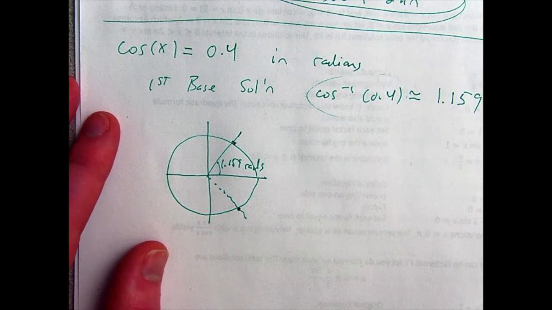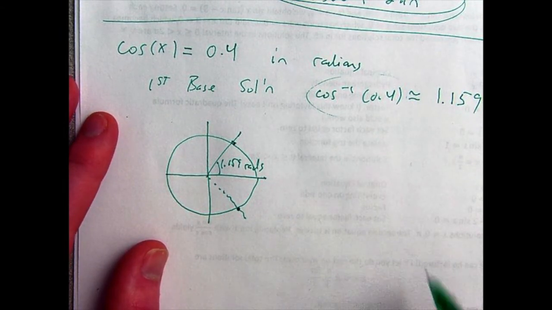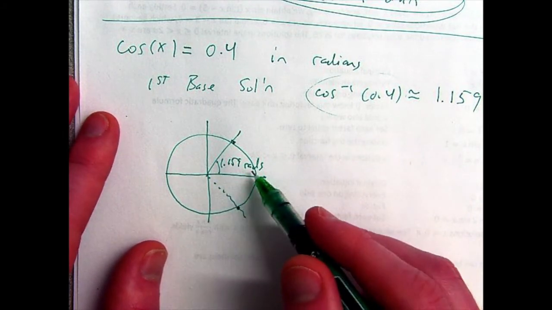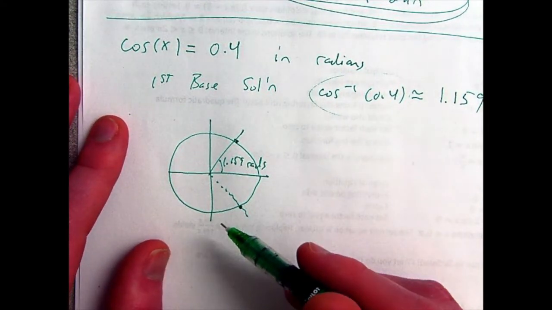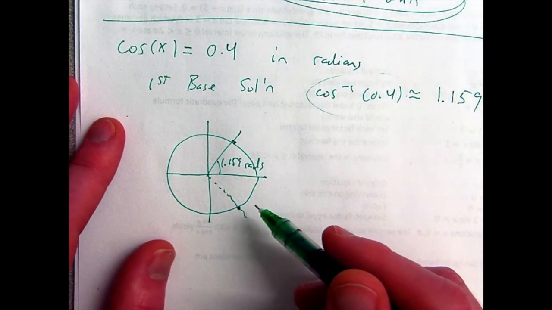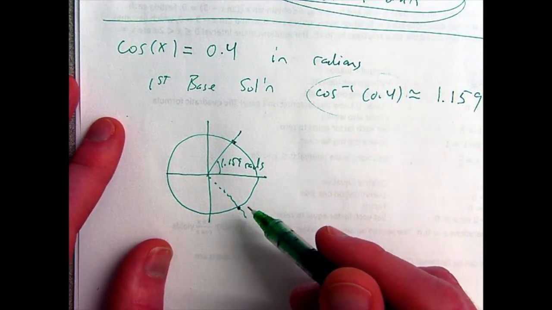There's several ways of thinking about it. Sometimes people will think of it as negative 1.159. I'm going to recommend you don't think of it that way. The reason why is a little complicated. You can, but it leads to things that are kind of annoying.